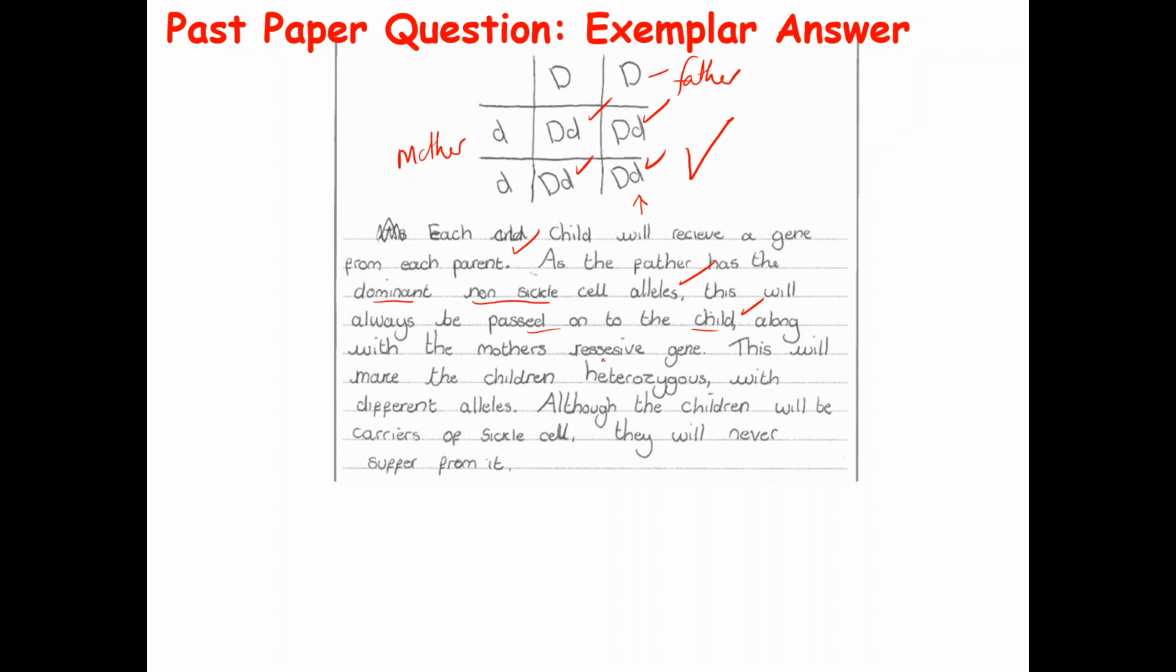So along with the mother's recessive allele. So the mother's recessive allele is always passed on as well, again seen in the Punnett square. This will make the children heterozygous. Good use of key terminology there. With different alleles. That's what heterozygous is. They've gone on to explain what that key word means. Although the children will be carriers, excellent, of the sickle cell, they will never be sufferers from it. So they have fully explained why they are not going to suffer from it.